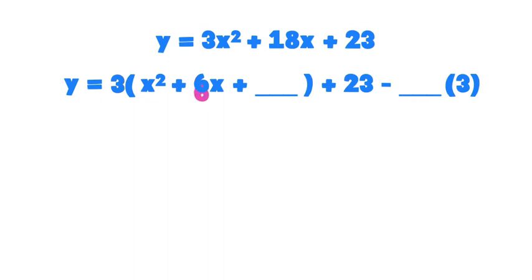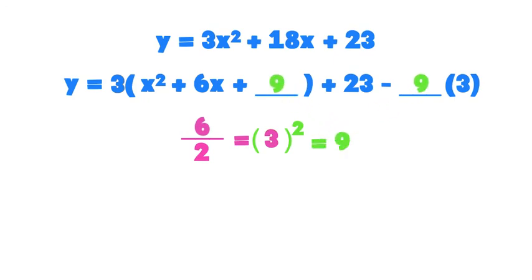I'm going to take my b term, and I'm going to cut it in half. That's 3. Now I'll square it. That's 9. That's the number that goes in my blanks. So I'm going to start writing it in vertex form now. Y equals, the 3 that you pulled out in the front needs to come into the front as your a in your vertex form.